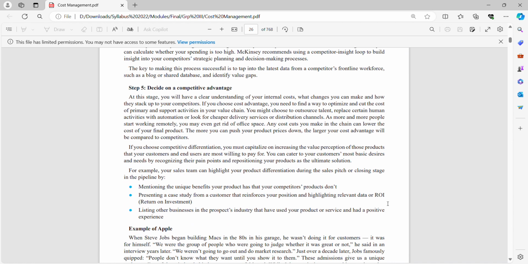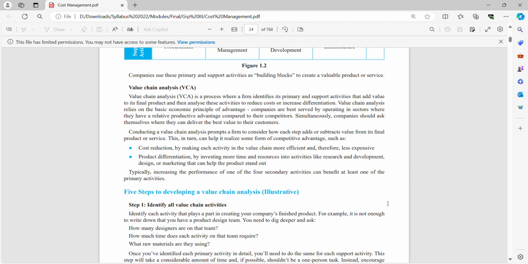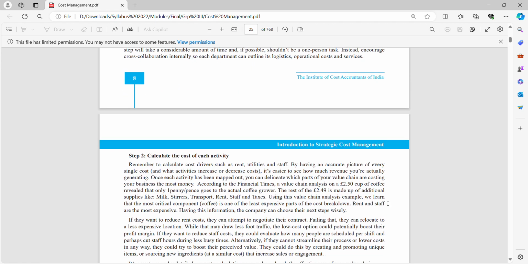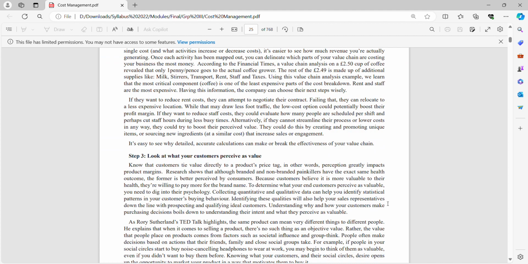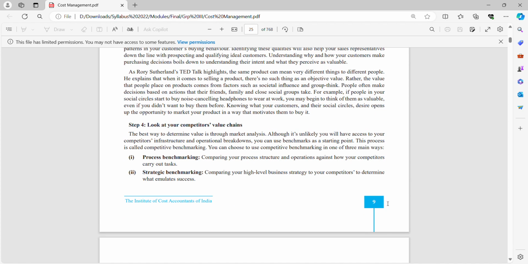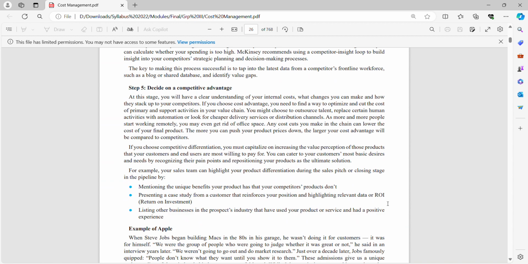Then we have step 5, decide on a competitive advantage. So first you need to identify. We had step 1, wherein you were required to identify the value chain activities. Then you were supposed to calculate the cost of your activities. Third, look at what your customers want in terms of value. Fourth is look at your competitors' value chain. And fifth one is decide on competitive advantage.